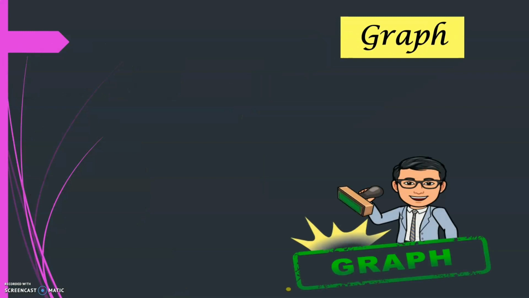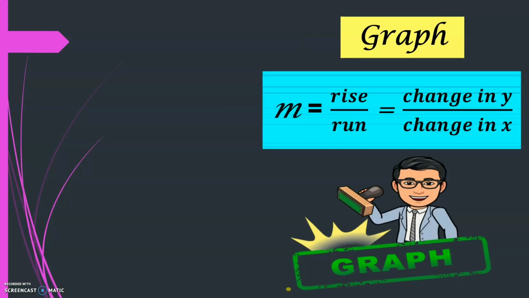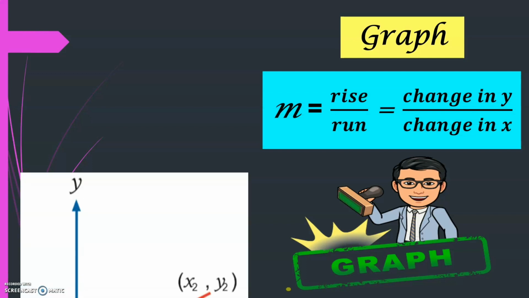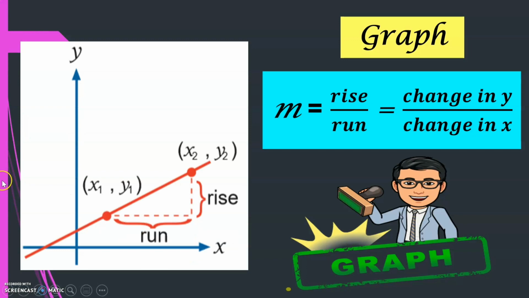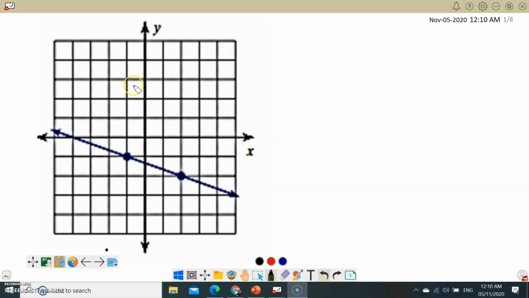If a graph is given, we can use the formula slope is equal to rise over run. So take a look at this graph. When we say rise, it is the change in y, while run is the change in x. Okay, let's try some examples. Let's have number 1.